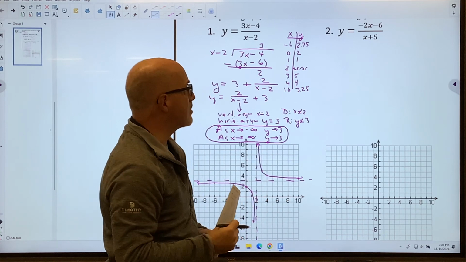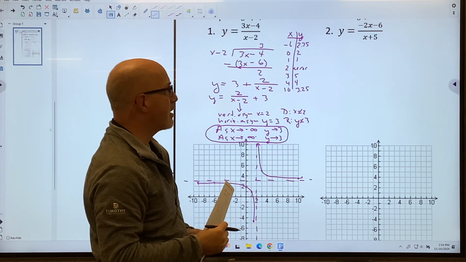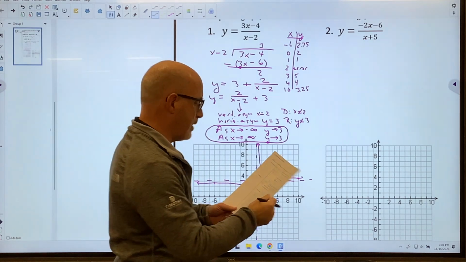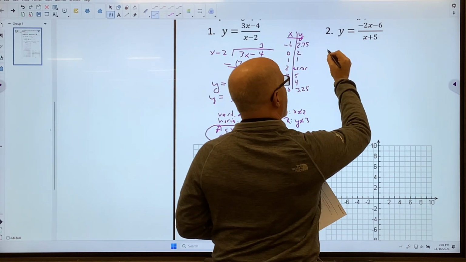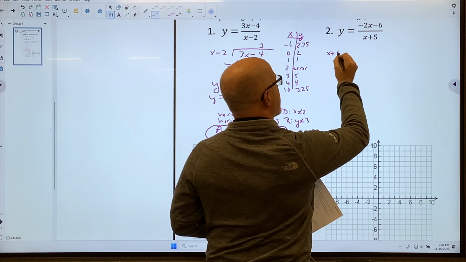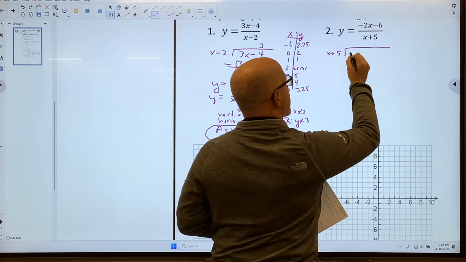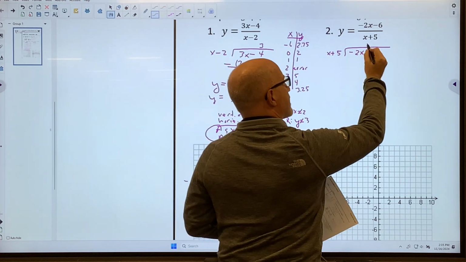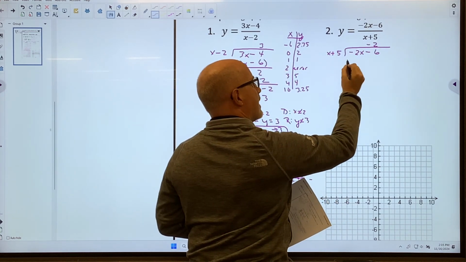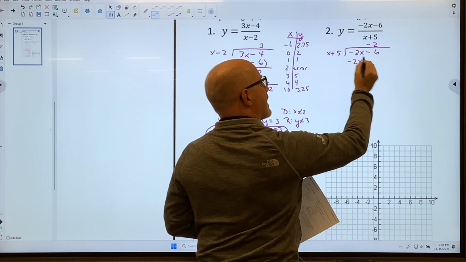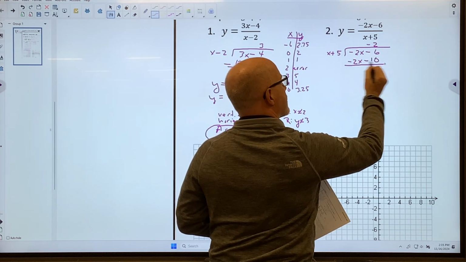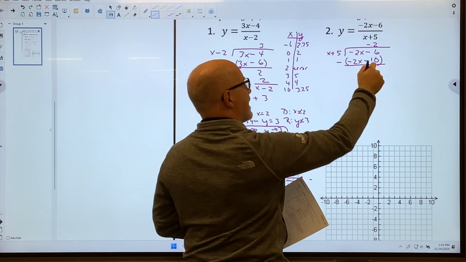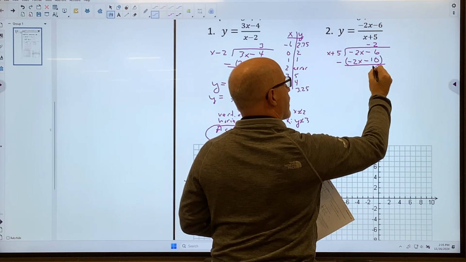All right, let's try another one. Let's do number 2 here. I'm going to go ahead and do my polynomial long division for this one. So I'm going to take my x plus 5 and divide it into the negative 2x minus 6. X goes into negative 2x negative 2 times, multiply, you get negative 2x, and then I get a negative 10. I'm going to subtract those two. I'm going to get negative 6 plus 10, which gives me a positive 4.